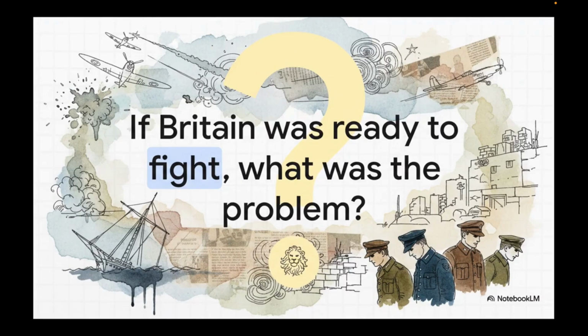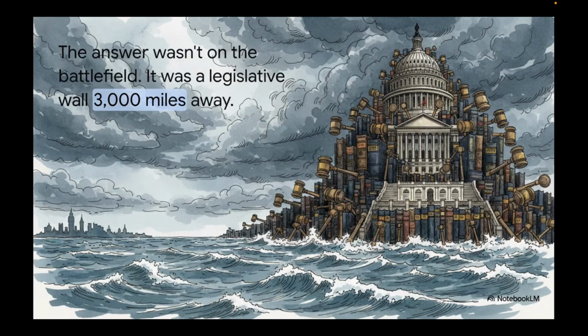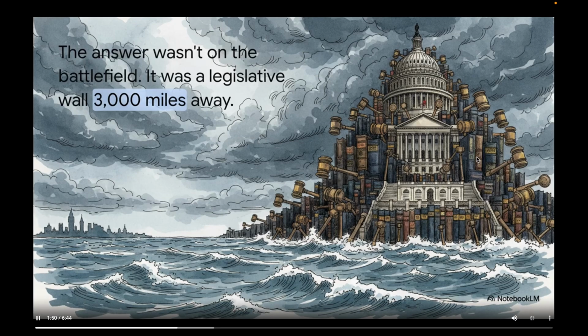So you gotta ask, right? If Britain is ready to fight to the bitter end, what's the actual problem? You see, the biggest threat to Britain's survival at that moment wasn't just German bombers. It was a bunch of laws. Laws passed 3,000 miles away in Washington, D.C., a legal fortress that Churchill had to figure out how to get through, and fast.